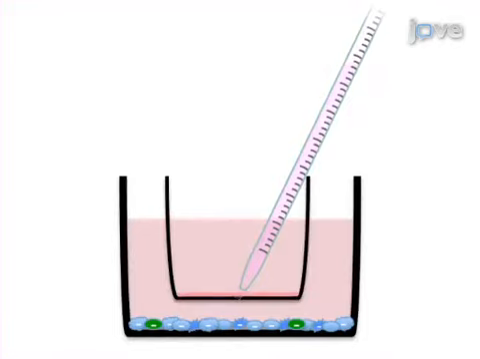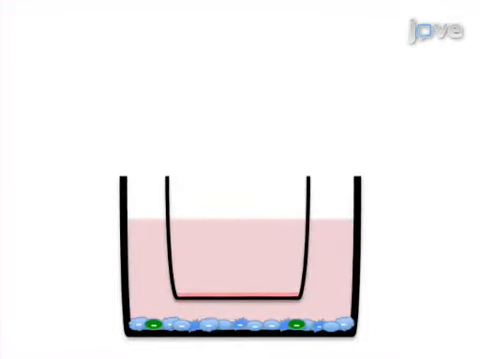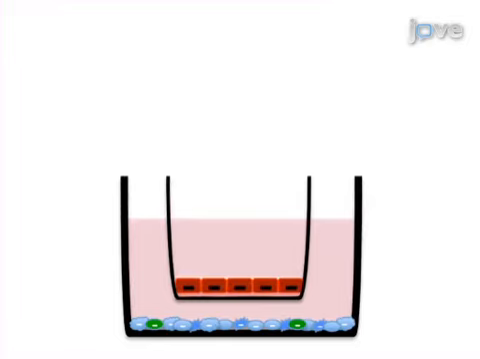The final step is to induce differentiation of the rat brain endothelial cells by plating the cells in the upper chamber of the insert filters and by co-culturing them with rat astrocytes that have been previously prepared and plated.